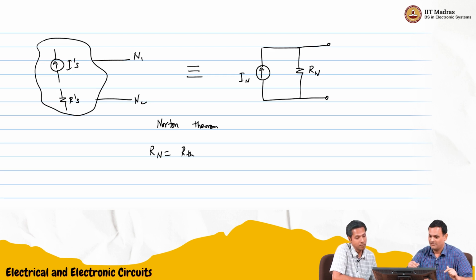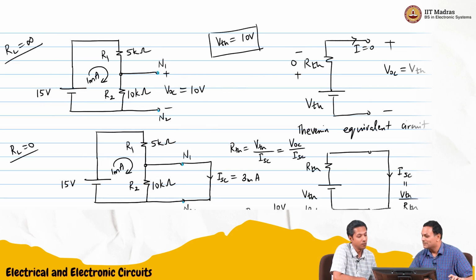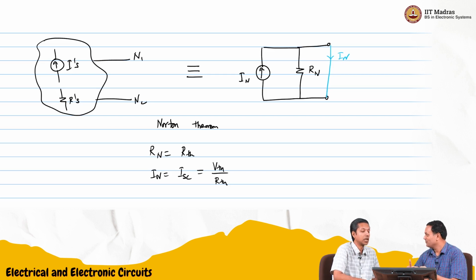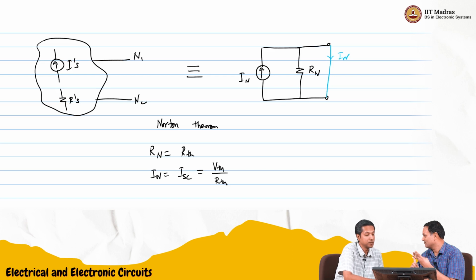And in fact, if you want to find out IN, in the case of Thevenin we applied open circuit. Correct. In the case of the Norton current we would short circuit because all of IN would flow through the short circuit. So clearly the short circuit current has to be equal to IN. Correct. And we know that this is Thevenin by Thevenin. So there is a direct relationship between the Thevenin voltage, Thevenin resistance, and Norton current.